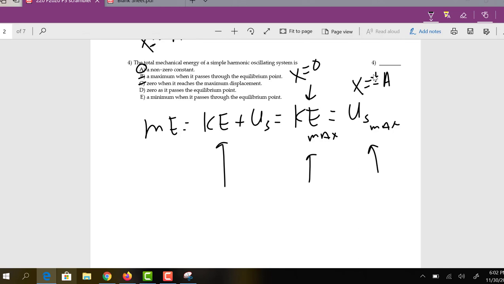Remember, mechanical energy is made up of both kinetic plus spring potential. Nope, it's not 0 when it passes through equilibrium. That's where the spring potential energy is 0. Minimum when it passes through the equilibrium point. Nope. That's where actually the spring potential energy is 0, right? As you can see there from the picture.